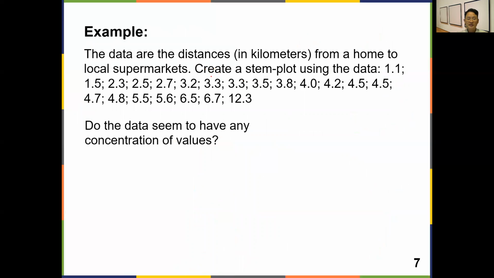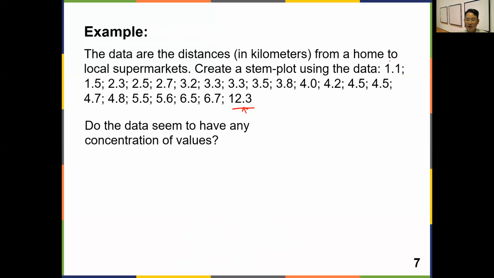So let's talk about this example. This data describes the distance from home to your local supermarket, right? They say it's in kilometers, whatever, right? This data is also in order, right? From 1.1, and I guess the biggest number is 12.3, right? Whoever this person is, they live far away from the local supermarket, I guess.